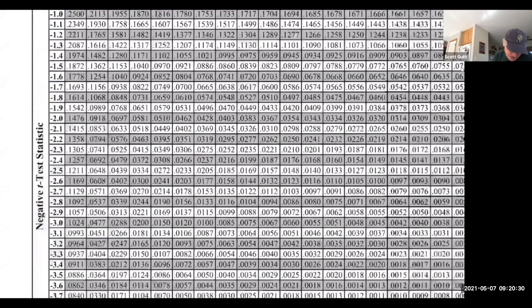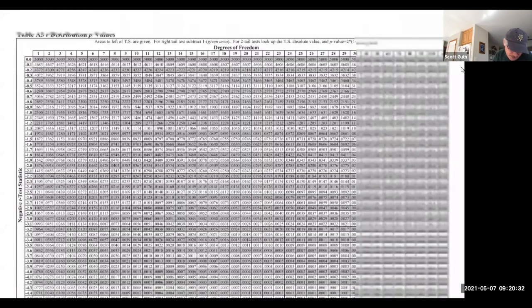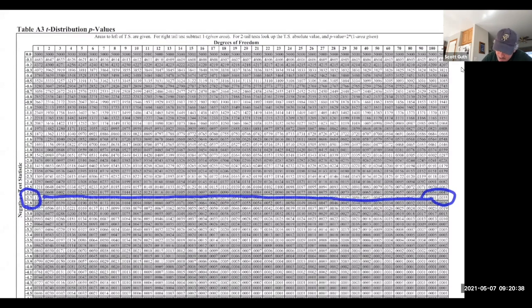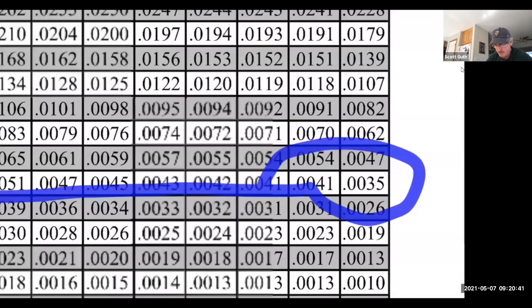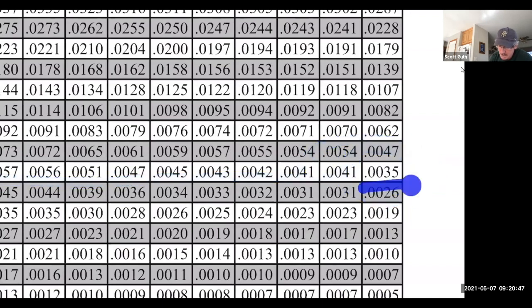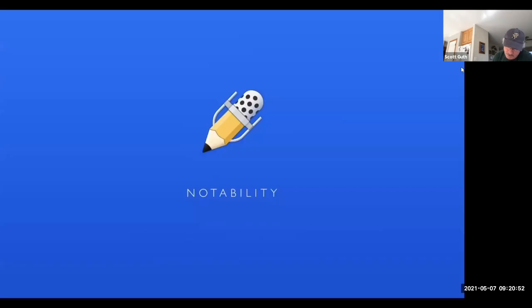Okay, so I'm going to try and do this here. 2.7, all the way down, 0.0035 is what I see there. Any questions there? That's going to be basically our p-value, roughly 0.0035. You'll see that we have a better way of doing it.